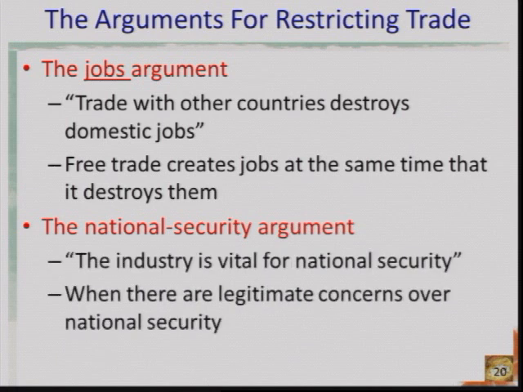The national security argument. Some might argue that this particular industry, for example, the steel industry, is vital for national security. That's the argument. And what an economist might say in response to that is, well, who is actually making the argument? Is it the steel maker, or are they actually concerned about national defense or national security?